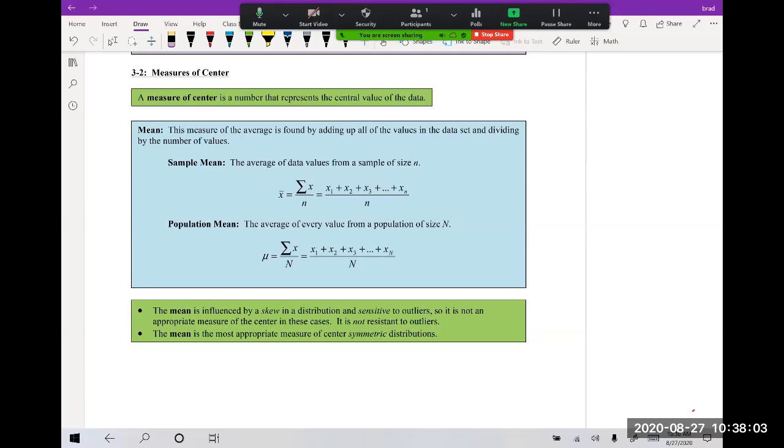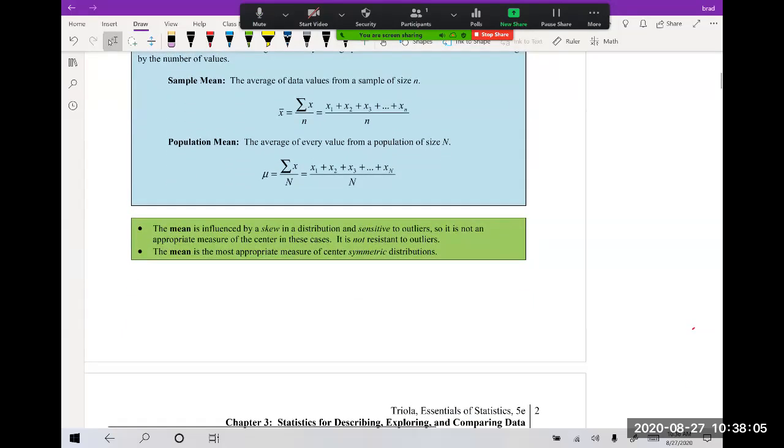So one thing we have to keep in mind when we're dealing with the mean is the mean is influenced by a skew in distribution and sensitive to outliers. So it is not an appropriate measure of center in these cases. It is not resistant to outliers.